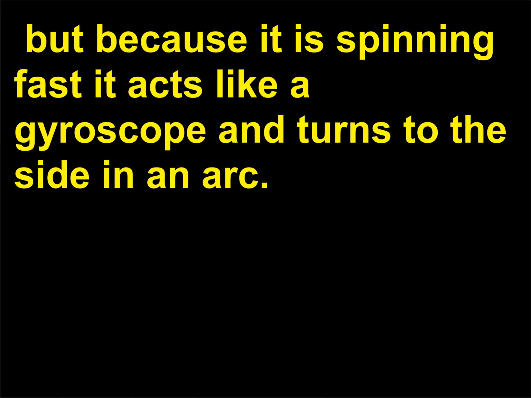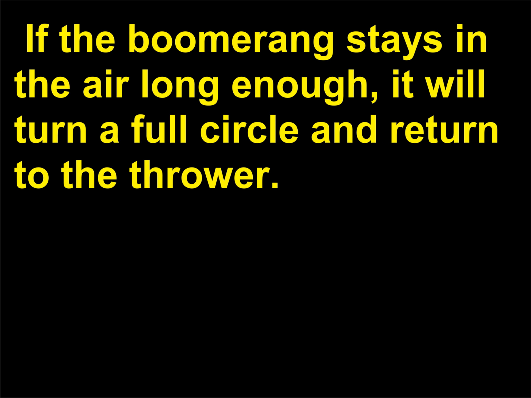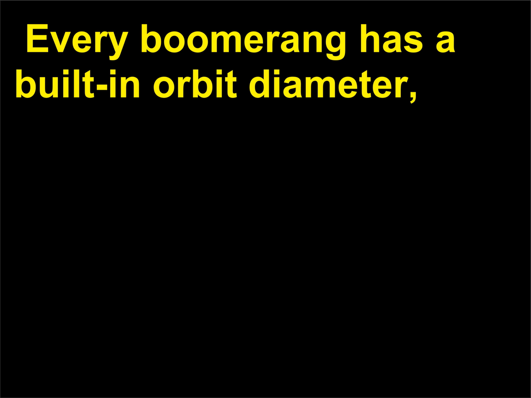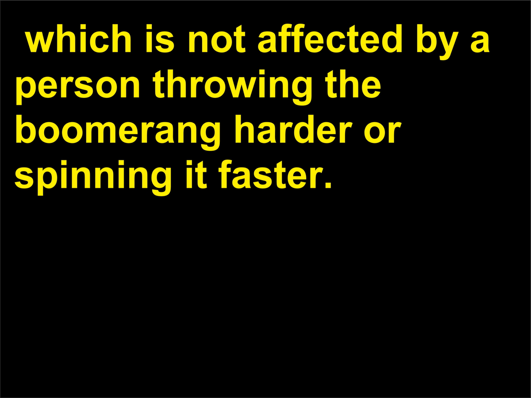But because it is spinning fast, it acts like a gyroscope and turns to the side in an arc. If the boomerang stays in the air long enough, it will turn a full circle and return to the thrower. Every boomerang has a built-in orbit diameter, which is not affected by a person throwing the boomerang harder or spinning it faster.